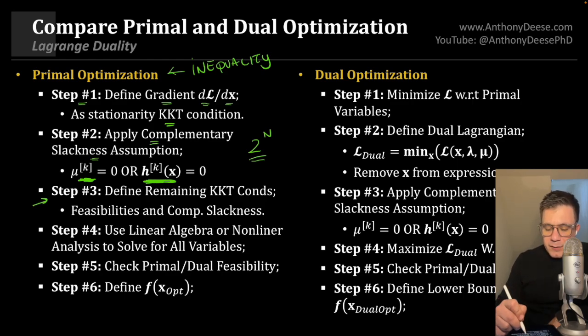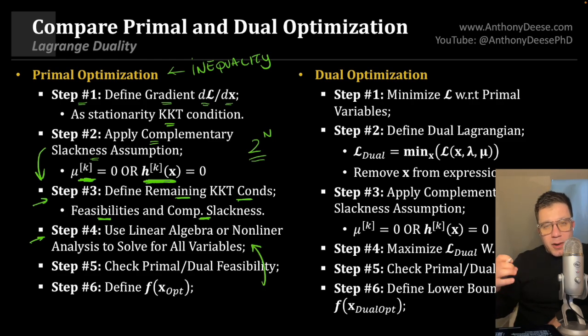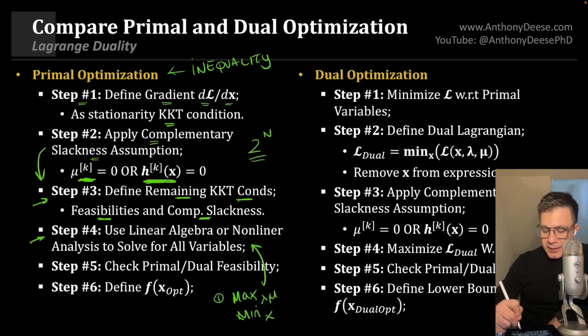Then step number 3 is to define the remaining KKT conditions. This includes the primal and dual feasibilities, as well as the complementary slackness, including those assumptions from step number 2. Then we use linear algebra or some sort of nonlinear analysis to solve for all the variables. And this is where, if we wanted to strictly follow the process that we defined here, we would perform the maximization with respect to lambda and mu first, and then do the minimization with respect to x second. But again, generally, we can do all that together in parallel in one step. Then we have to check for primal and dual feasibility to make sure that they're satisfied, and then we can determine what the optimal output of the objective function is.